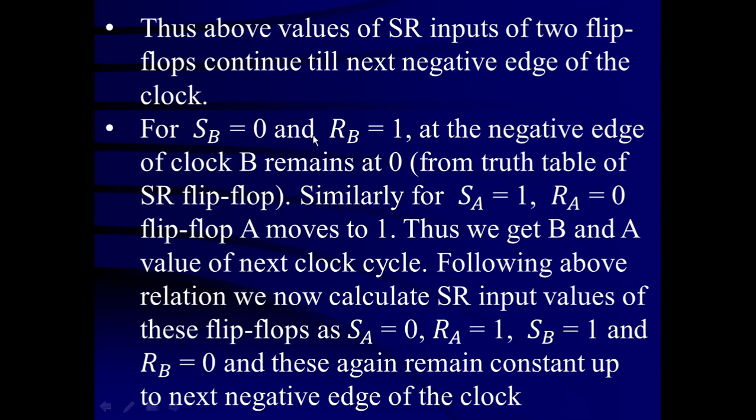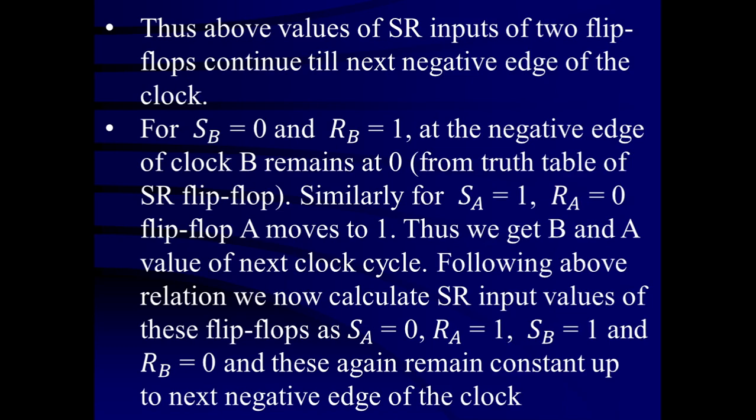For SB is equal to 0 and RB is equal to 1, at the next edge of the clock B remains at 0, from the truth table of SR flip-flop. Similarly, for SA is equal to 1, RA is equal to 0, flip-flop A moves to 1. Thus, we get B and A values for the next clock cycle. Following the above relations, we now calculate SR input values of the flip-flops as SA is equal to 0 and RA is equal to 1, SB is equal to 1 and RB is equal to 0, and this again remains constant up to the next edge of the clock pulse.